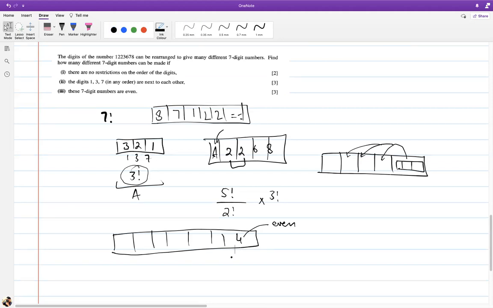Why am I saying 4 different ways? Because 2 and 2, I'm counting them different, and in repetition I'll cancel out. And once I've done that, I have one number fixed there. For the other 6, I have 6 factorial ways of arranging them. So 6 factorial because I'm arranging those. 4 ways because I'm arranging the even number on the last digit. And 2 factorial repetitions to cancel that out. And that's my answer for part 3.